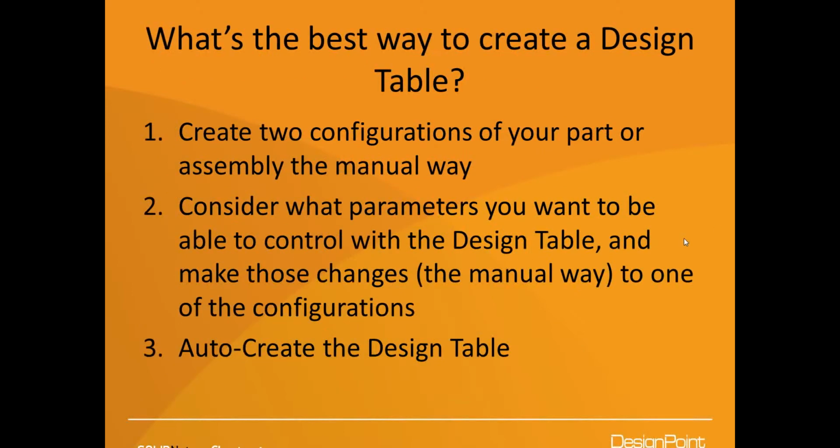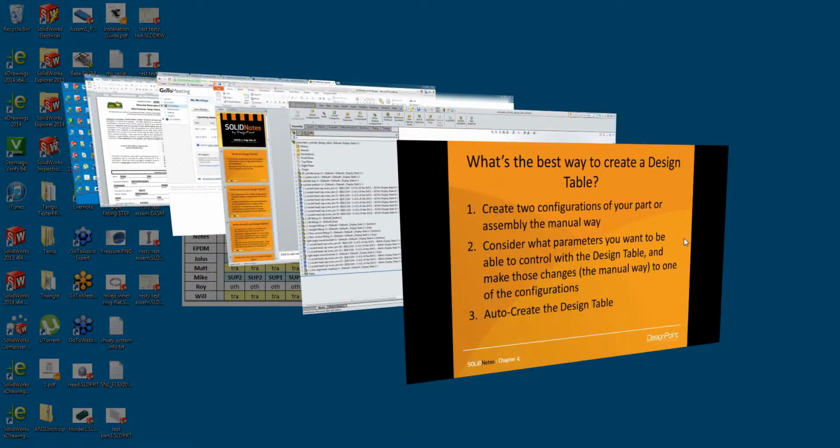So, what's the best way to create a design table? We're going to break this down into 3 easy steps. First one is create 2 configurations of your part or assembly the manual way. So just make them. And then the next thing you need to do is consider what parameters you want to be able to control with the design table and make those changes the manual way to one of the configurations. And the last thing we want to do is auto-create the design table. So 3 nice, simple, easy steps. Let's go ahead and put those to the test.